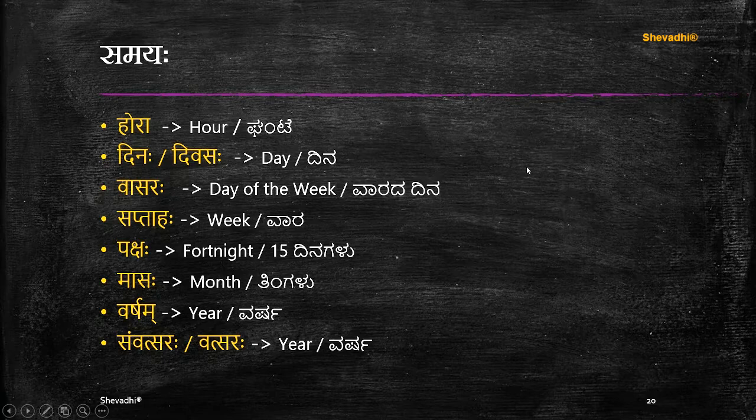Hora means hour. Dinaha or divasaha, day. Vasaraha means day of the week. Saptaha means a week, 7 days. Pakshaha, 15 days or fortnight. Masaha, month. Varsham, year. Samvatsaraha or vatsaraha means year. Okay, these are synonyms. So these are the main words related to samaya.